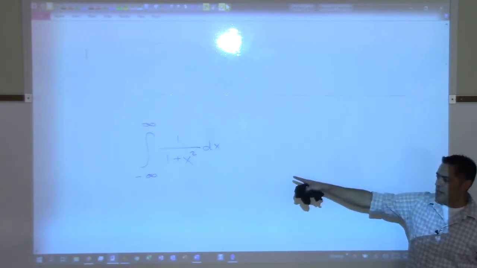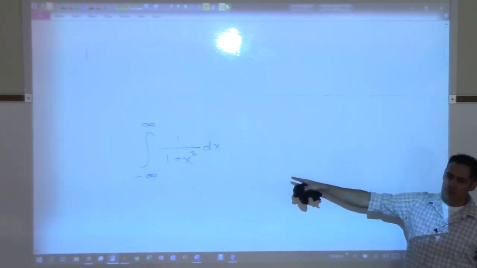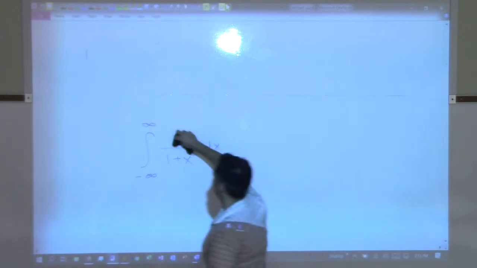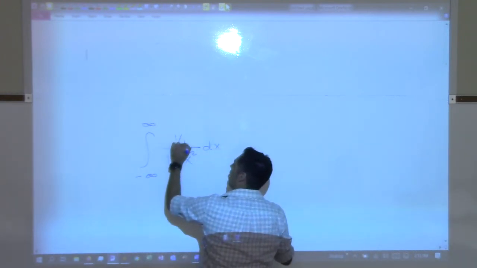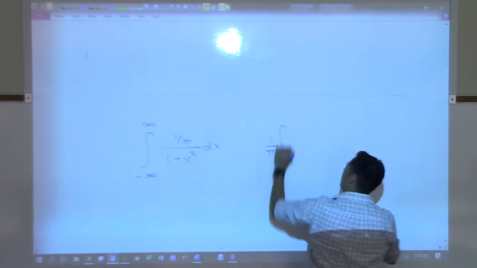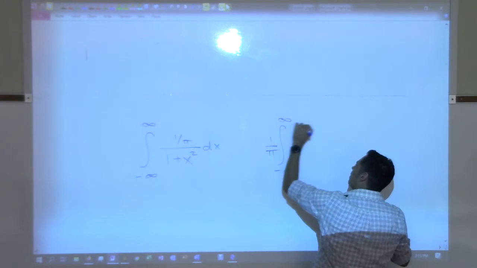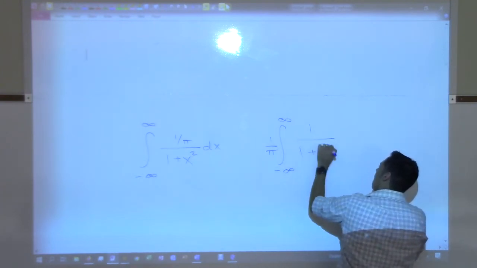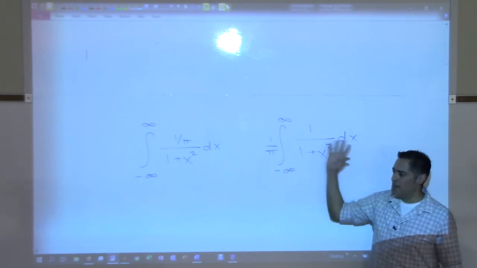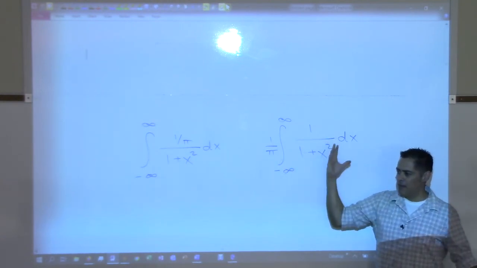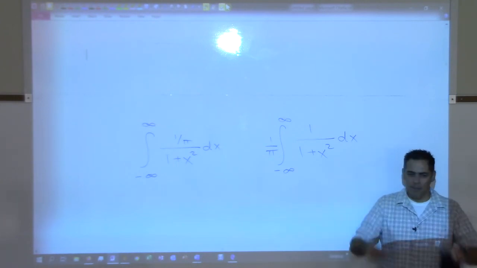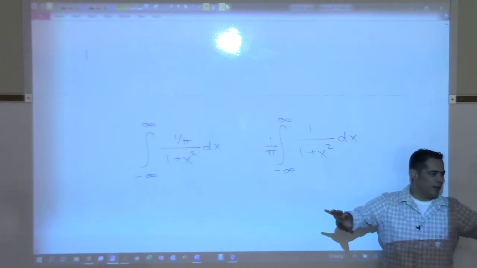What is the answer to this? Pi. What do you want it to be? So you multiply it by 1 over pi. I know that seems ridiculous, but that's true. So if you do 1 over pi times that integral, you get 1. And that would be a probability distribution, because that means the sum of all probabilities is 1.